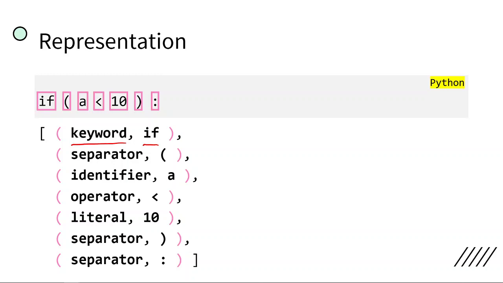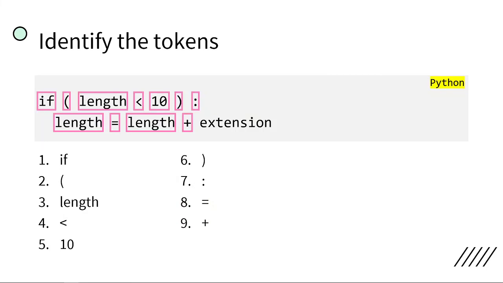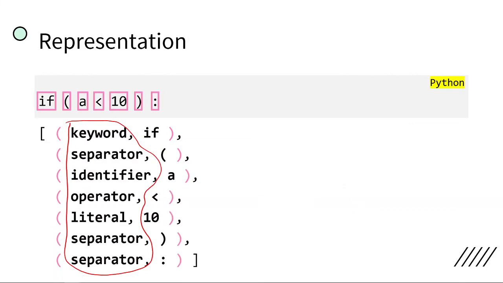Okay? So again, what we wrote here, we just base it on the previous slide. You know, the identifier, keyword, separator, operator, literal, and comment. That's how we came up with this.